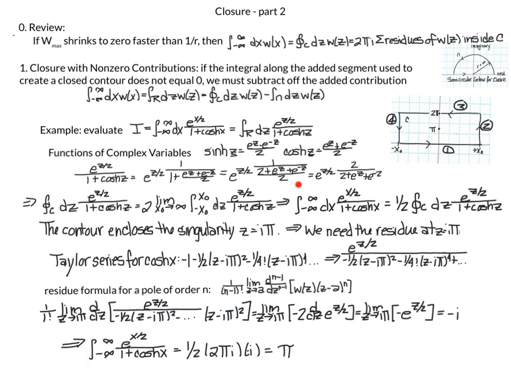And now we can say our real integral, the original integral from negative infinity to infinity of e to the x over 2 divided by 1 plus cos x is equal to, over here we need this 1/2, and then the residue theorem, 2 pi i times the residue, minus i, which is equal to pi. And that is the end of this problem.